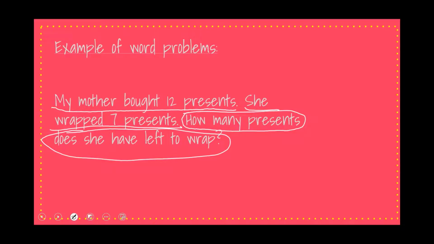Did they use two numbers? Yes, they did. They used two numbers. And did they use keywords in their word problem? Let's see. How many presents does she have left to wrap? Well, they used the word left. And we've learned this year that when we see the word left in our word problems, that means we're going to what, boys and girls? Yes, we're going to subtract. So remember, we have to use these steps when we practice writing word problems.